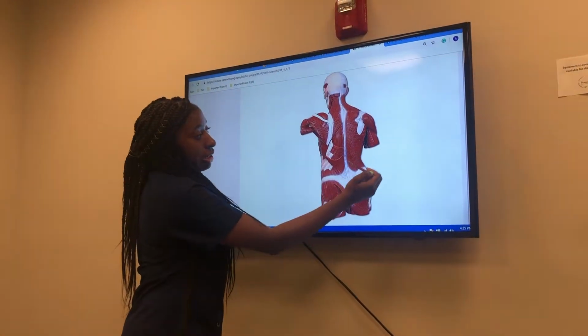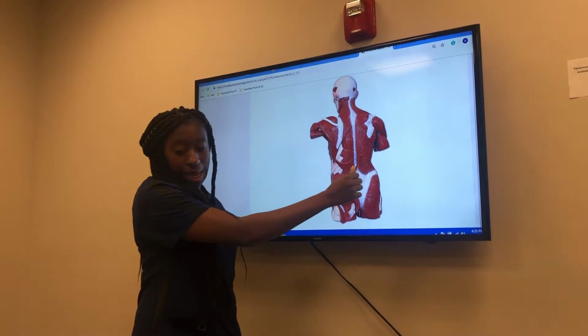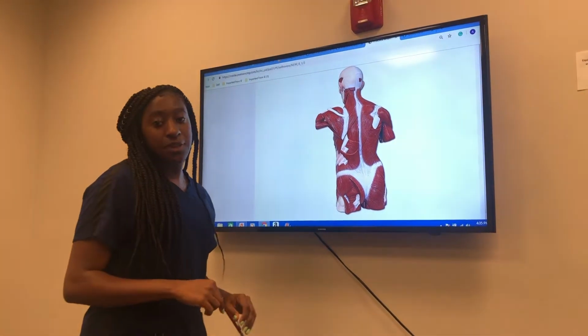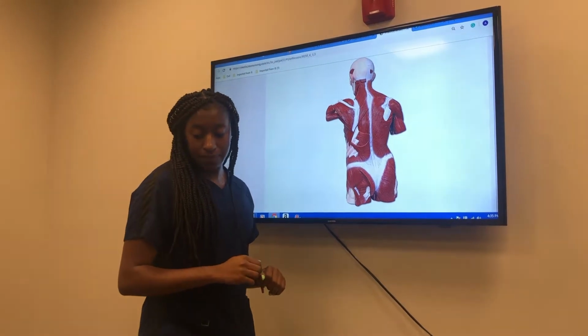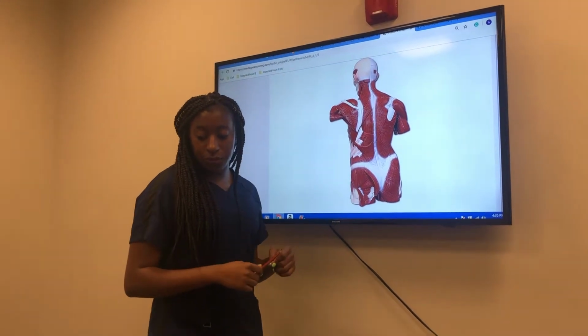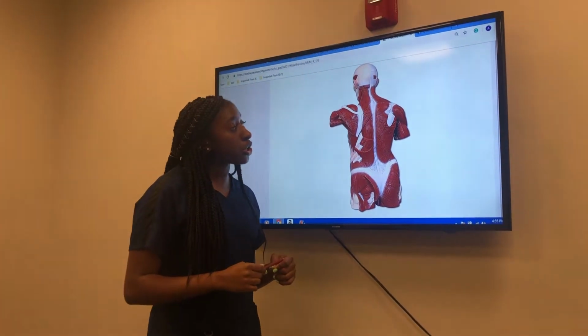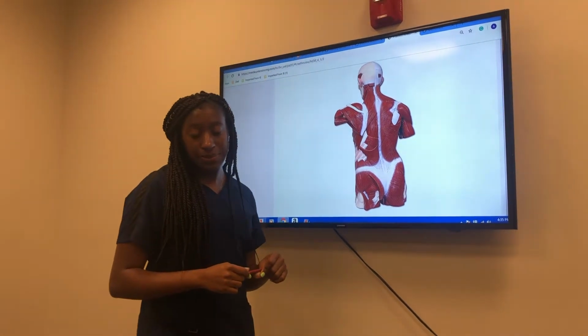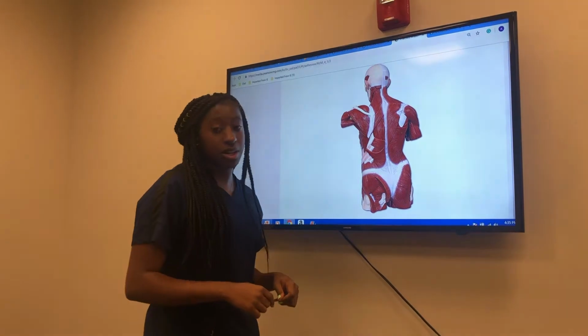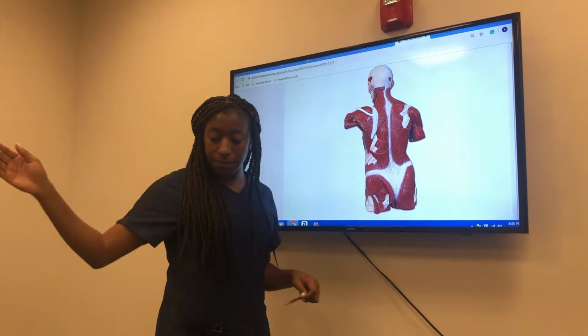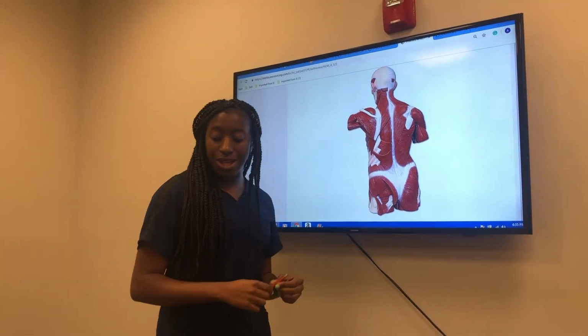This muscle here is called the latissimus dorsi. The origin is via the lumbodorsal fascia in the spine. The insertion is the floor of the intertubercular groove of the humerus. The action is a powerful arm adductor, so that brings the arm out this way. And the nerve is the thoracodorsal nerve.